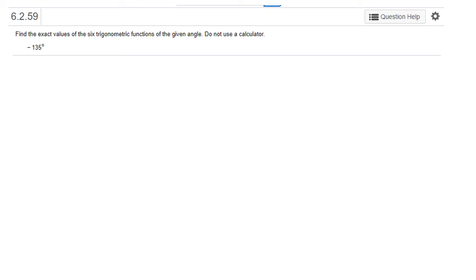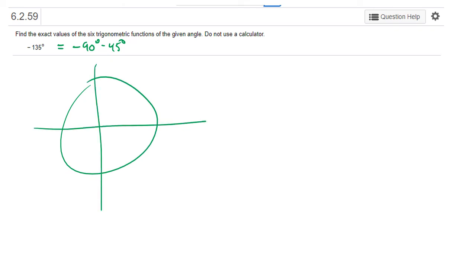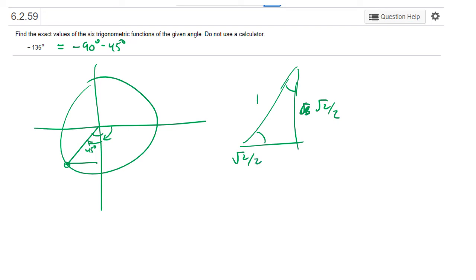Again, -135, well, this is -90 degrees minus 45 degrees. So if I draw my standard unit circle, I have -90 degrees and then an additional 45. So if I put a 45-degree angle here, I've got that 45, 45, 90 triangle with side lengths √2/2, √2/2, and hypotenuse of 1. Since I'm in the third quadrant, both x and y are negative. So -√2/2, -√2/2. And here we go.